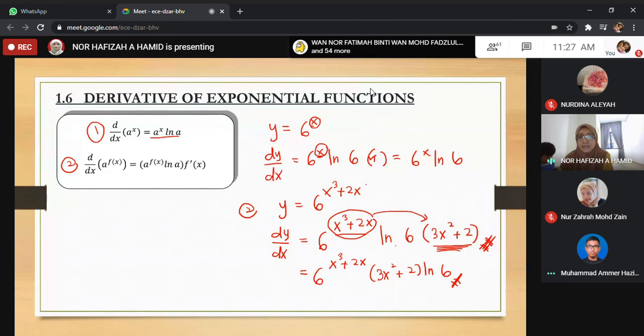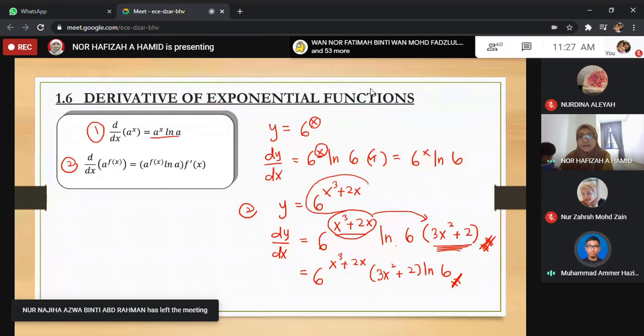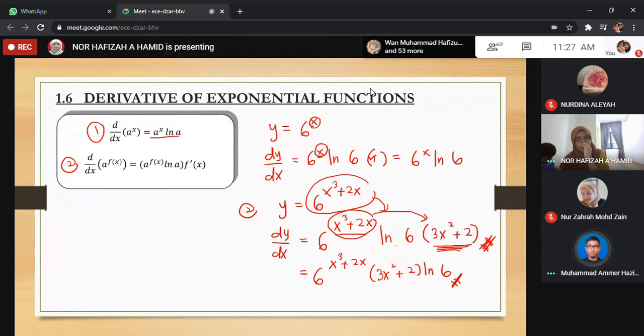Mana? Yang mana? Yang ni? Yang dekat, maksudnya kan kalau dekat Y tu. Okay, contoh Y is equal to X squared. Bila kita dy/dx, dia jadi 2x. Tapi yang exponential ni, kita dy/dx, apa yang dia boleh keluar?